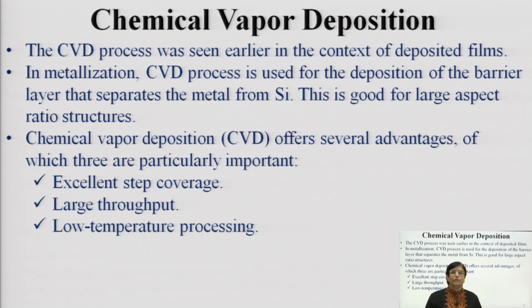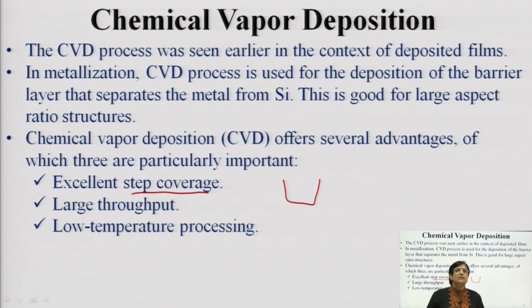Now, another technique is chemical vapor deposition, where, as we have seen already, there is a chemical reaction, and it is good as far as large aspect ratios are concerned. Chemical vapor deposition has advantages such as excellent step coverage. Step coverage is basically that the horizontal and vertical deposition will be uniform, because there is a chemical reaction involved and you can control that, and that is how you have larger throughput. Since a chemical reaction is involved, it is a low temperature process, whereas in PVD those ions are made to strike, so the wafer temperature is normally elevated so that there is uniform deposition.